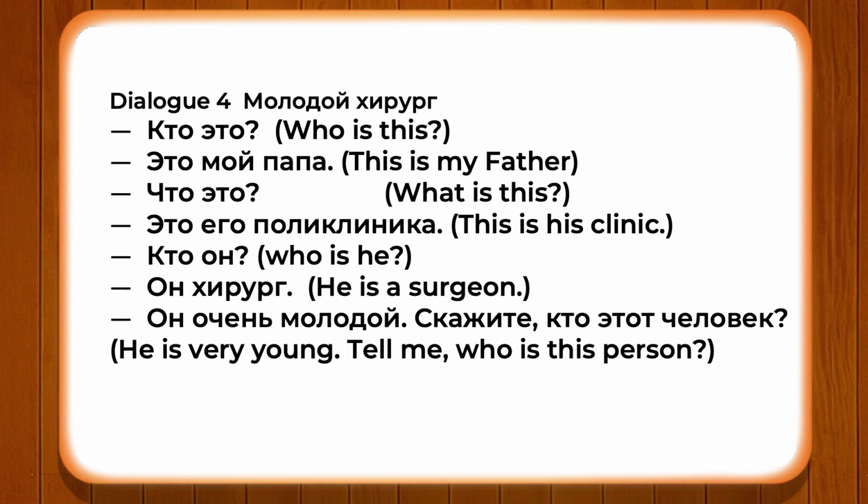Let's look into the fourth dialogue. The dialogue has a title now. Молодой хирург. Кто это? Это мой папа. Что это? Это его поликлиника. Кто он? Он хирург. Он очень молодой.